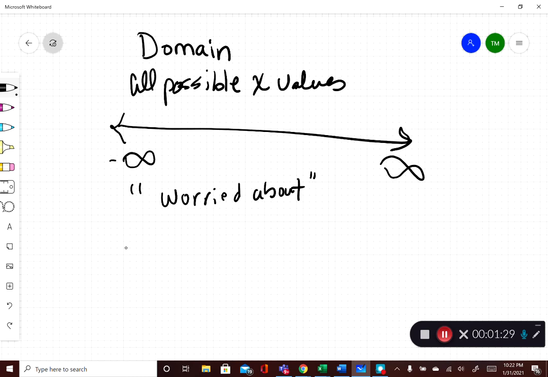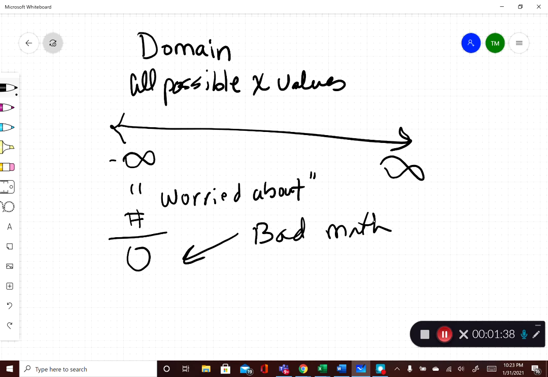One of those things is when we have a 0 in the denominator. This is what I refer to as bad math. We can't do this. So we're worried about that. So if we have a function that has an x in the denominator, where there is a chance that we are going to accidentally divide by 0, we need to look for what values for x would cause that so we can eliminate those from the domain.